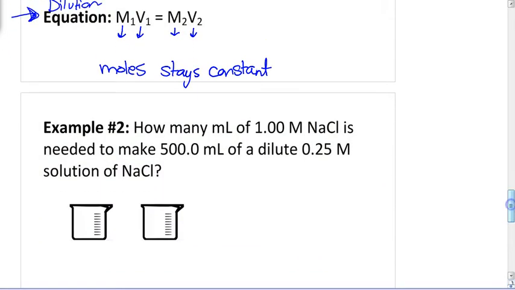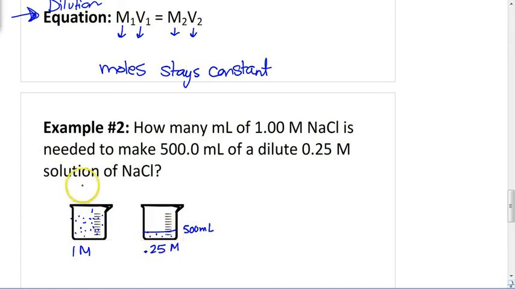So let's try a calculation here. How many milliliters of 1 molar sodium chloride is needed to make 500 milliliters of a dilute 0.25 molar solution of sodium chloride? So maybe if we could draw a picture. Here we've got our 1 molar stock solution, so it's pretty concentrated. We've got a ton of it, right? And we want to make only 500 milliliters of a 0.25 molar solution. So that's going to be more dilute. We're only going to need a certain number of moles.